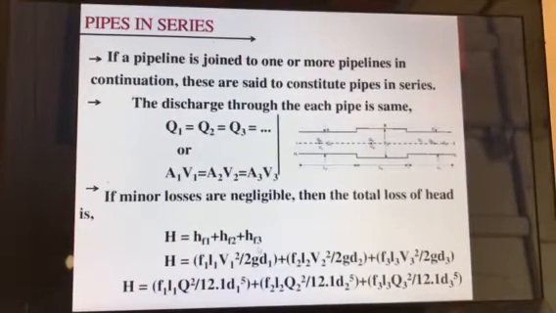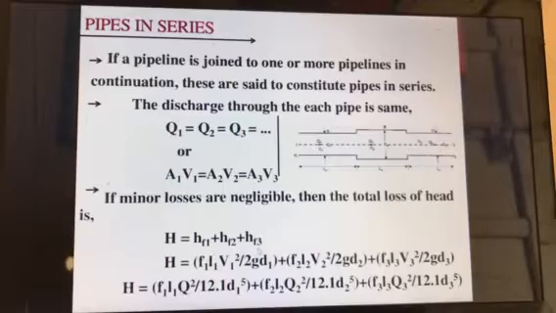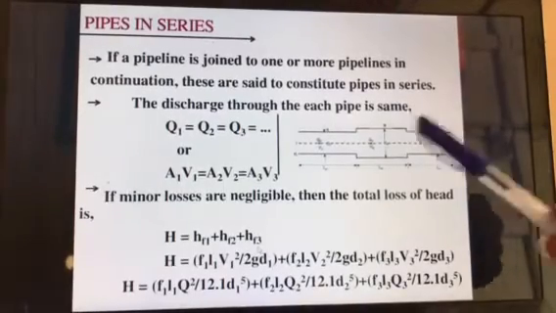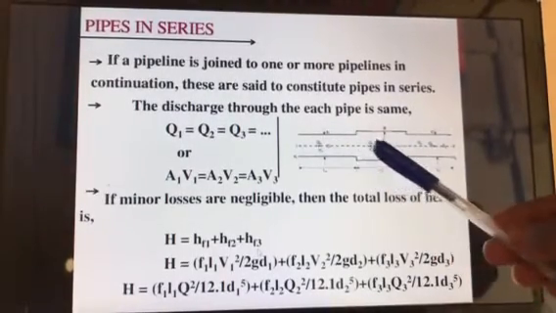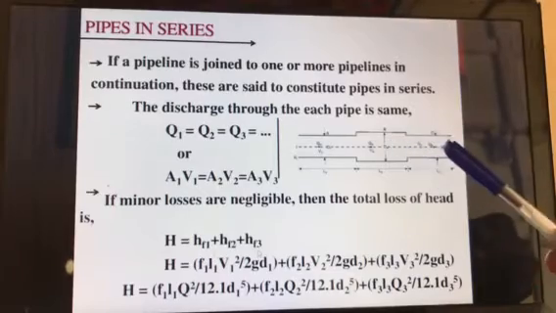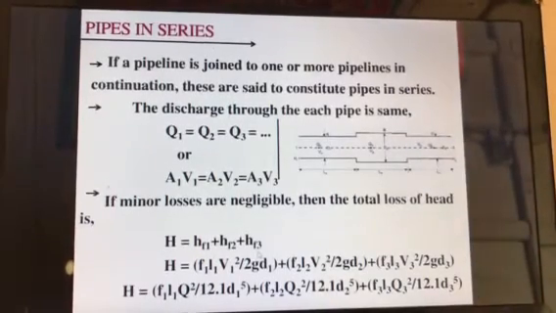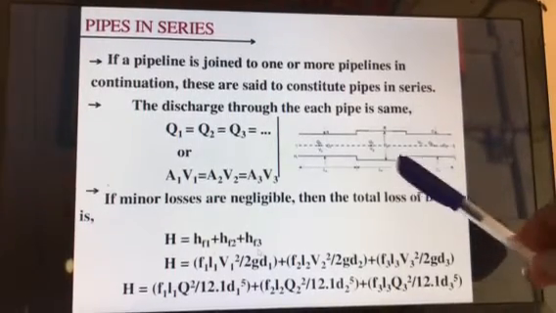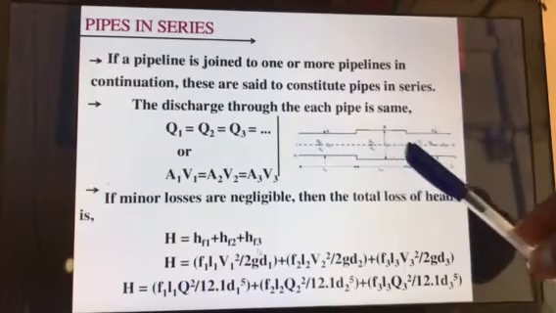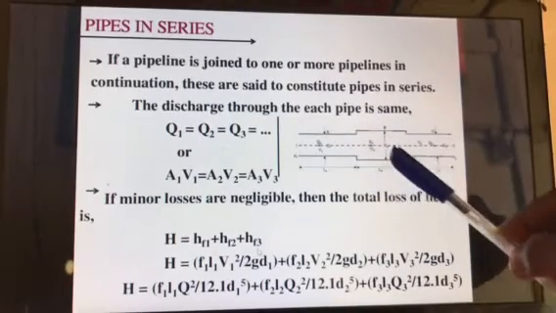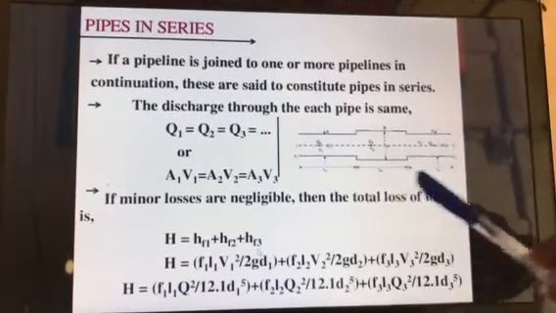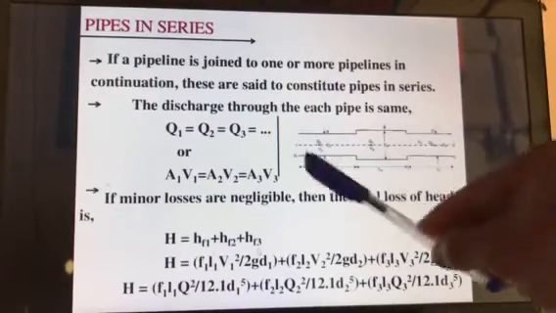If a pipeline is joined to one or more pipes in continuation, then these are said to constitute pipes in series. So if a pipeline is joined to one or more pipelines in a continuous manner, then we can say that the concept is of pipes in series.